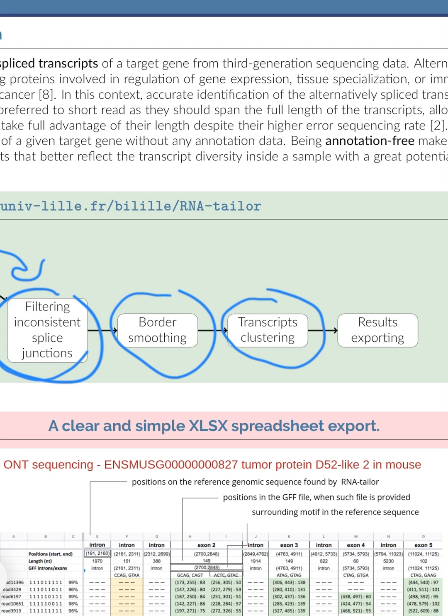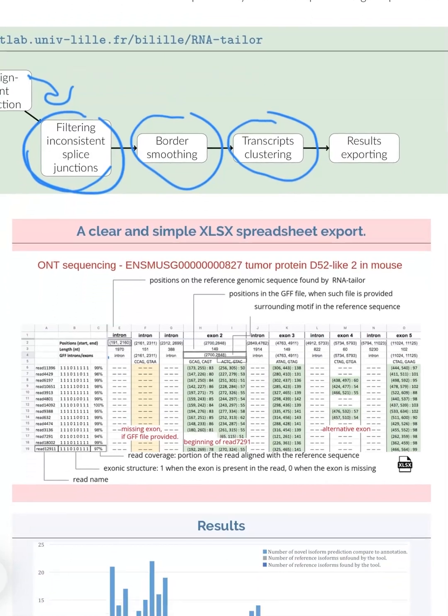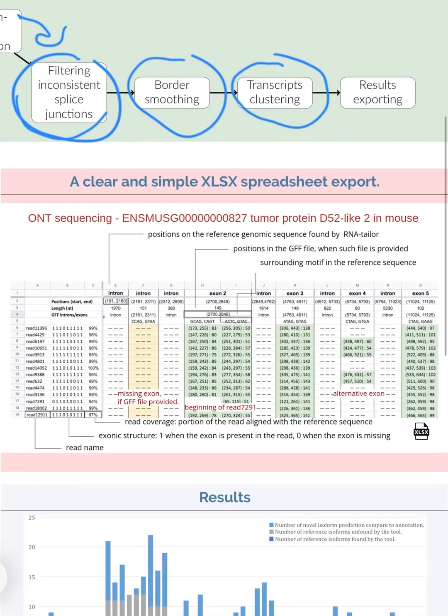The results of the isoform prediction are exported in standard formats, such as GFF, TSV, and XLSX spreadsheet, giving a clear and simple overview of the alignment structure. So here is an example of this spreadsheet for a gene of the mouse.